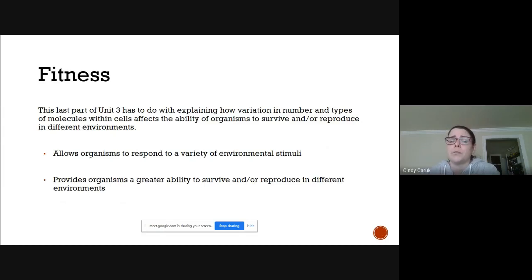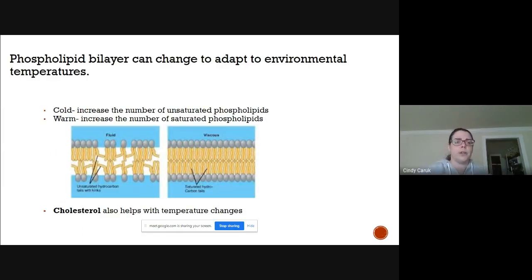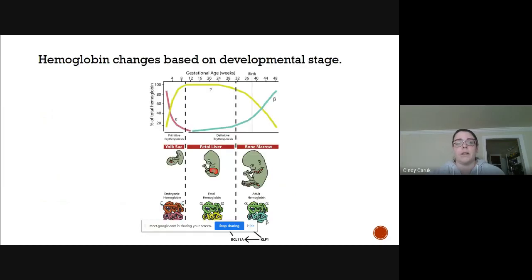We kind of covered this throughout the year, and with some emphasis, obviously, during the evolution unit. So with our phospholipid bilayer, they can change to adapt to an environmental temperature. So in the cold, we're going to see an increase of unsaturated phospholipids, some with the double and triple bonds, so that they don't stay together and it keeps it more fluid. If it's warm, you want more saturated ones so that it's more viscous. And cholesterol, I apologize, that helps again with temperature change, right? So that's in between these fatty acids.